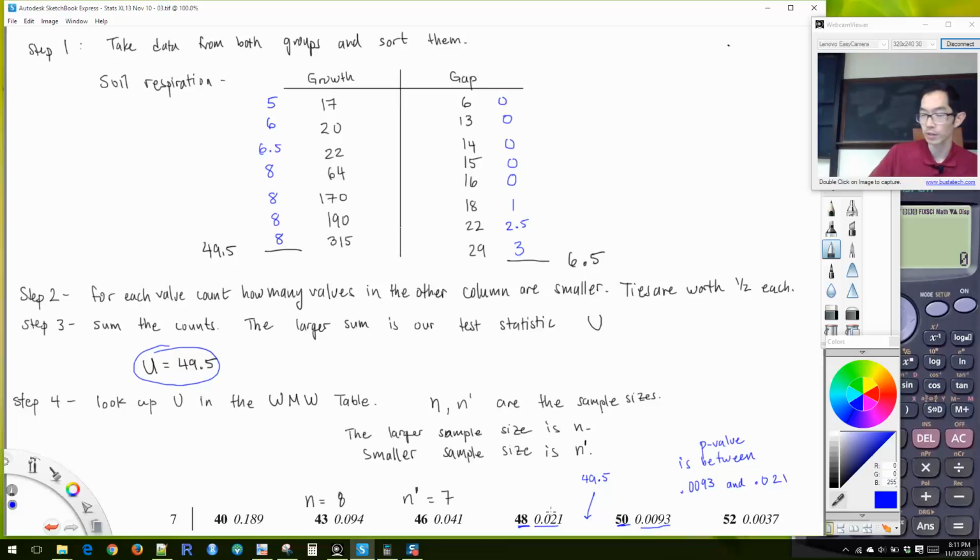So this is just a row in your Wilcoxon-Mann-Whitney table. So if you have your reference tables, you can look through it and just make sure you can follow along. Okay. So are there any questions so far on just the mechanics of this test?